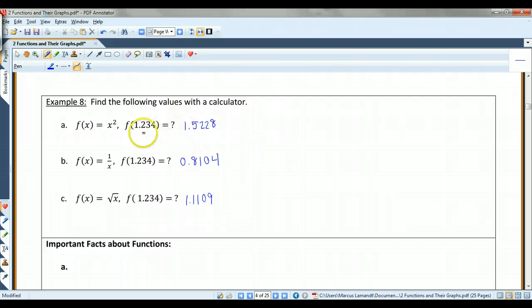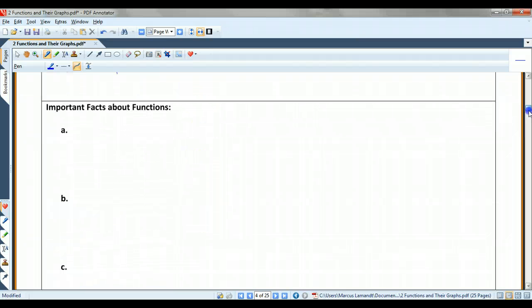Notice how in each of these problems, I just took this and plugged it in for x. That's all you want to do. Whatever's in the parentheses, that's what you plug into your variable. Alright, so important facts about functions. I'm going to write these out and then I will talk about it.